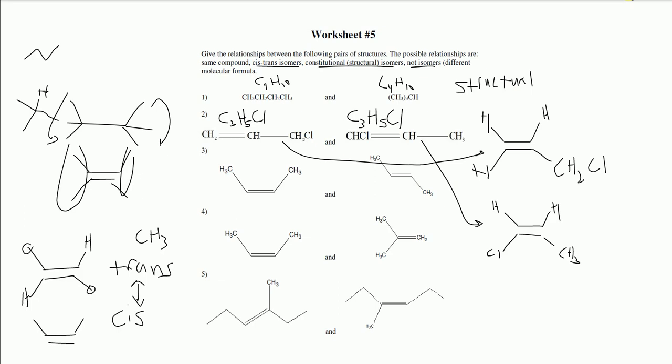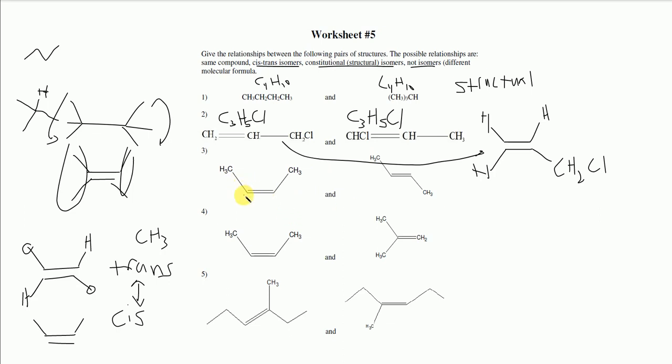All right, clean some of this up. Okay. All right, number 3. So number 3, let's look at it. All right, now they've drawn it out with us. They've drawn out the double bonds for us, and it's very clear that we could see if it's cis or trans or structural or constitutional, right?